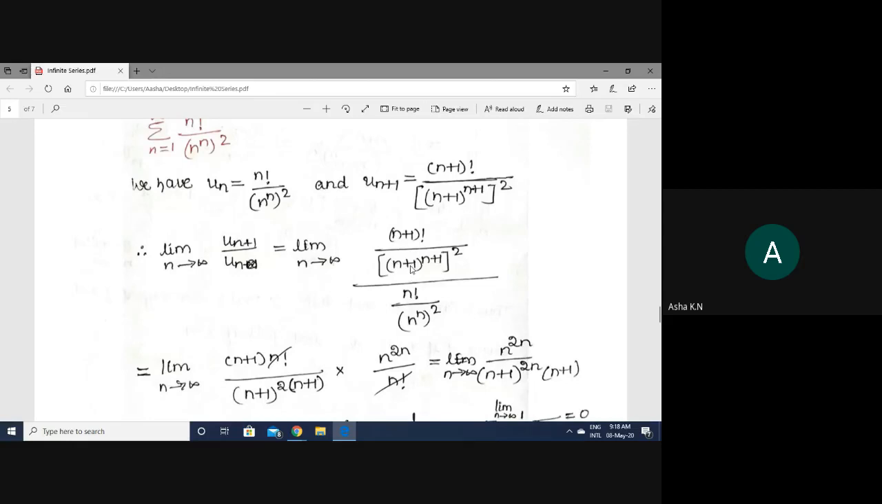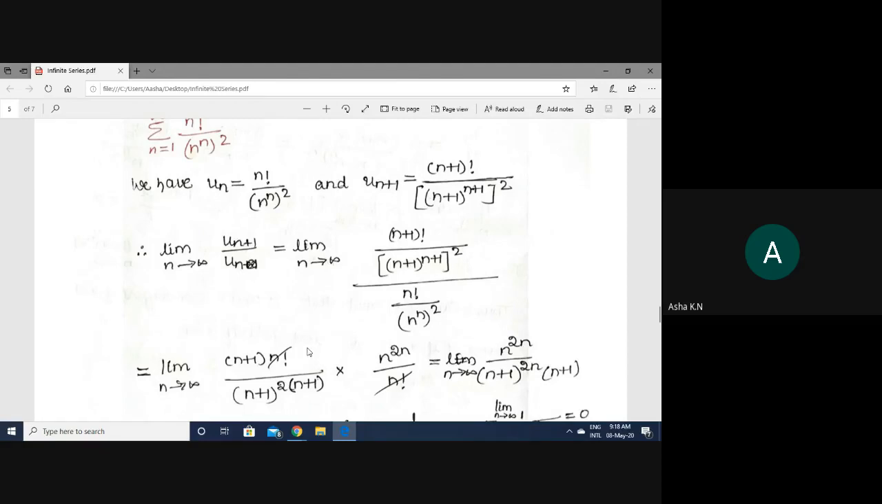Similarly, n plus 1 power n plus 1 whole square can be written as n plus 1 power 2 into n plus 1. We can multiply these two powers when you have whole square, so the power is 2 into n plus 1. Now this term has gone to the numerator, so we have taken the reciprocal. n power n whole square is n power 2n, just as we did with this term. And this n factorial I have written as it is.